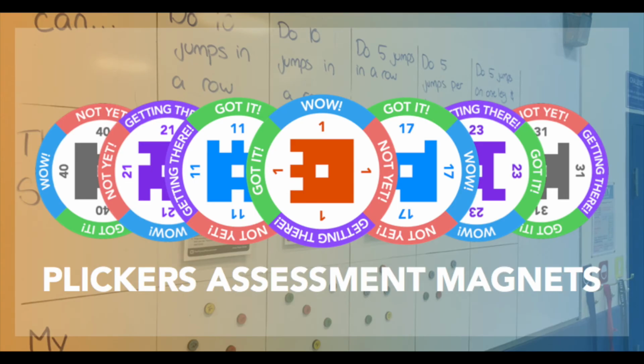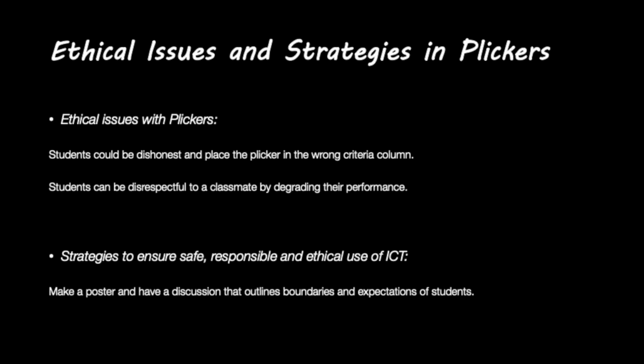The reason I chose Plickers was because this Year 6 class does not have access to individual devices in HPE due to budget and behaviour management issues. When using Plickers, students could be dishonest by placing their token in the wrong criteria column, and they could disrespect a classmate by degrading their performance. A strategy I will use to ensure safe, responsible and ethical use of ICT is to have a poster and a discussion that outlines boundaries and expectations of students.